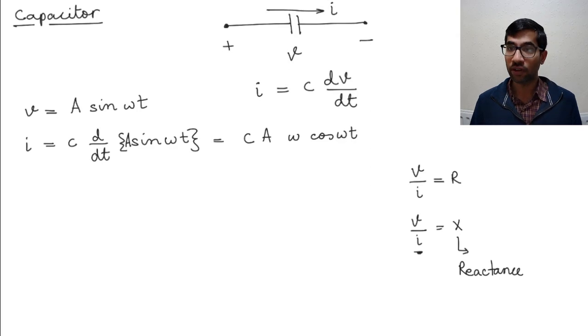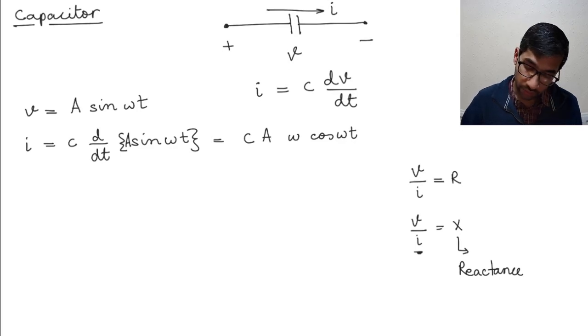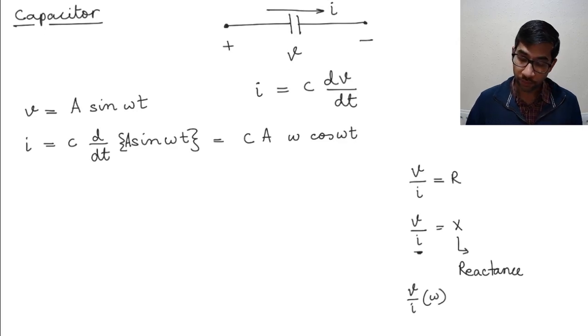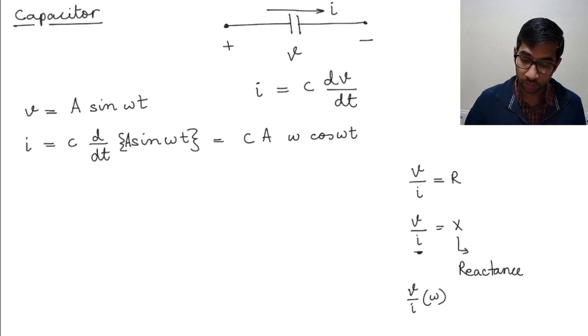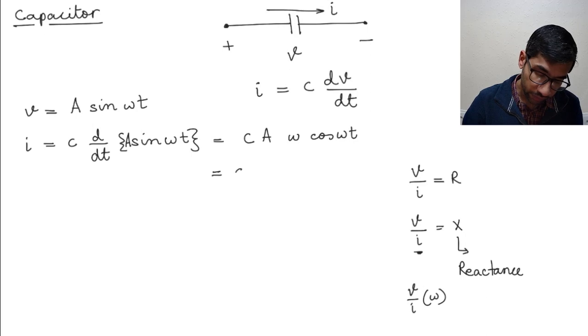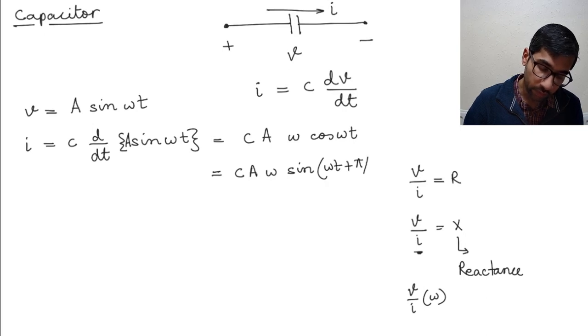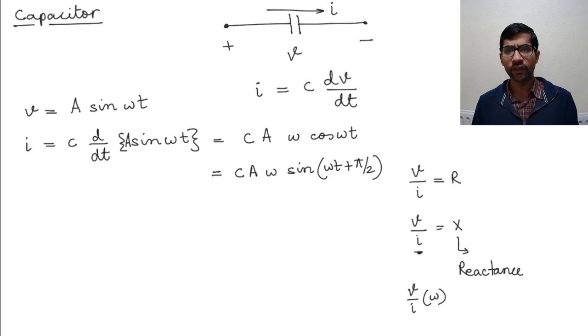Okay, so we want to calculate this reactance, but as we know, we really cannot get this equation in general. So what we are going to do is say, well, give me the V over I for a specific frequency that we are using. Okay, so we want to get V over I for when, let's say, the voltage is a sinusoid of a specific frequency. And so that's where we are going. So let's try to do that. Now, this current can be written as C A omega sine omega t plus pi over 2, where pi by 2 is 90 degrees, right?